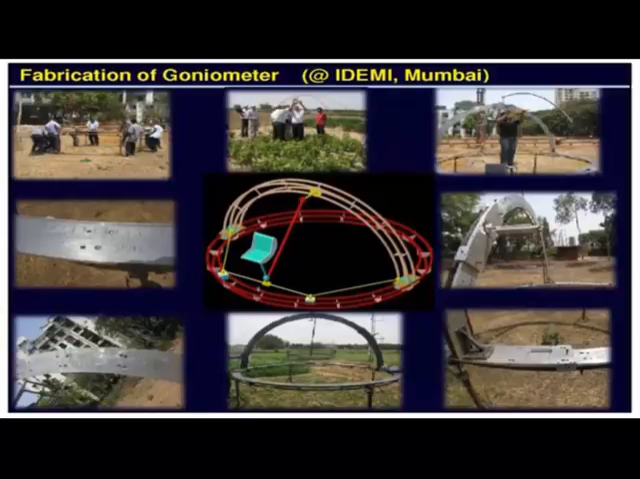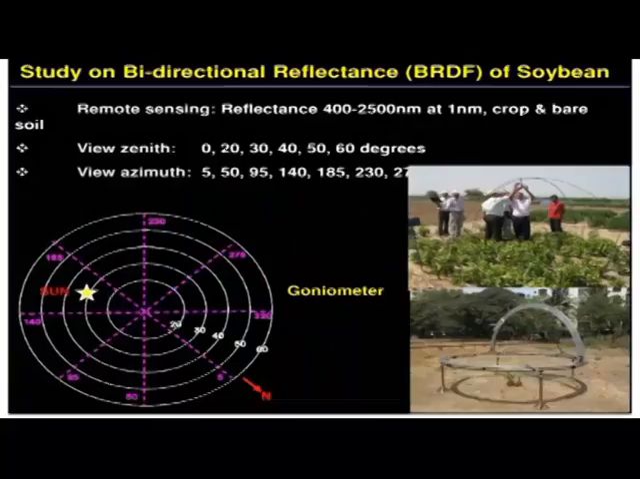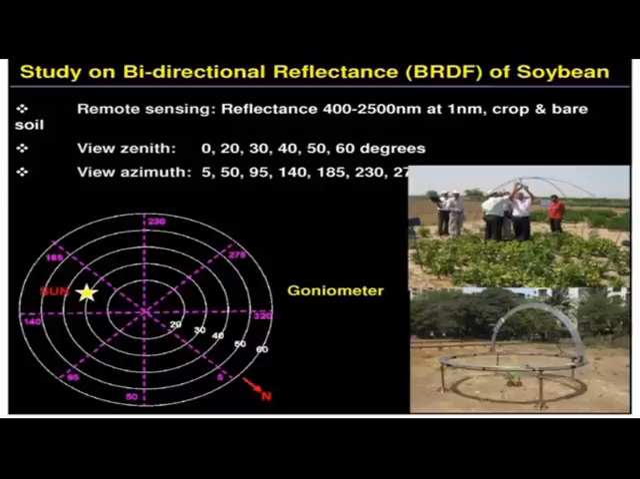So this is what I was telling you. You have 0 degree, 20 degree, 30 degree, 40 degree, 50 degree, 60 degree zenith, and this is your azimuth, and this is the sun position. So having all these possible combinations, one can take the data and look at in what particular directions my radiation is going to be better. For example, you can see here a particular band.